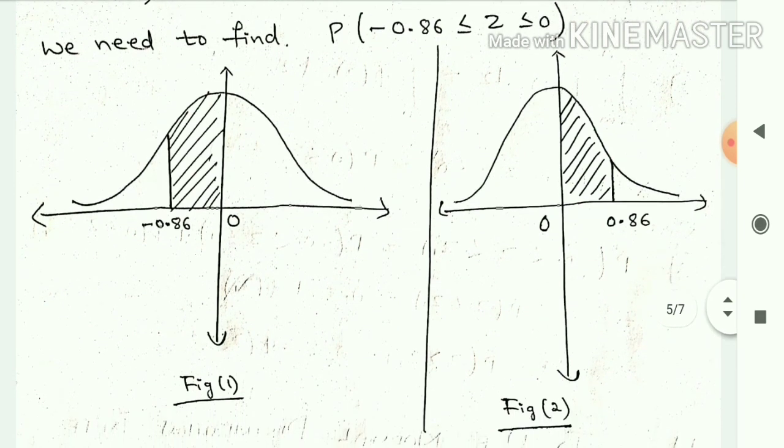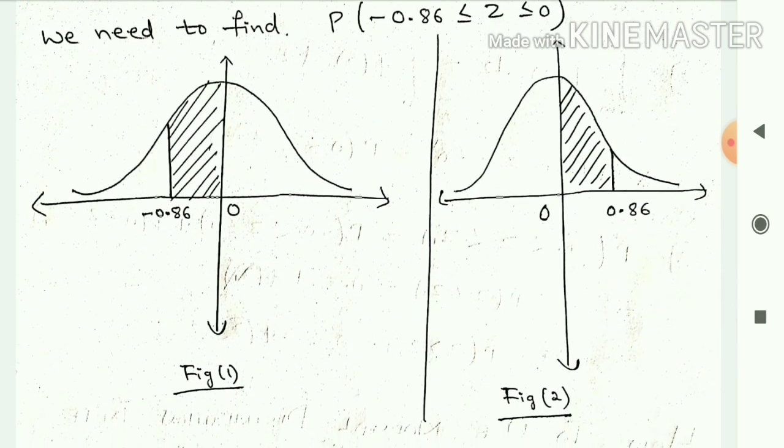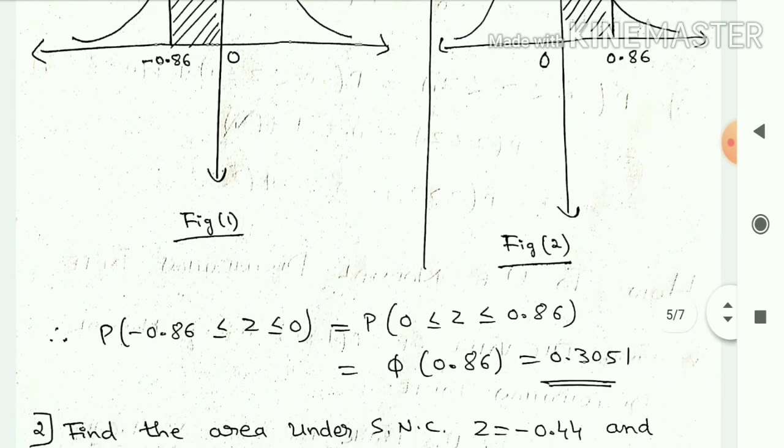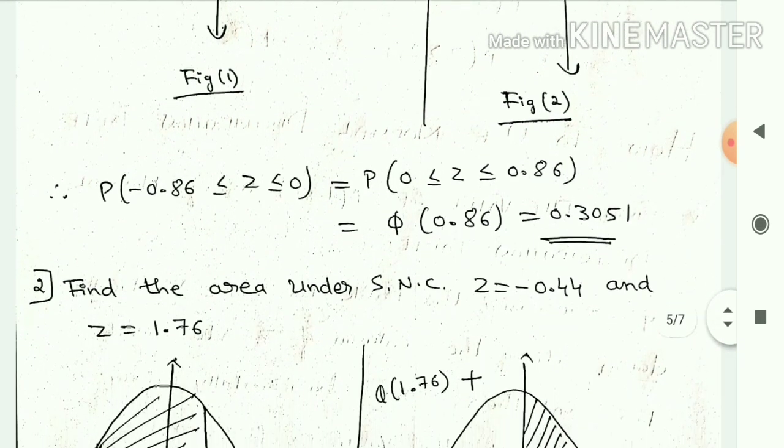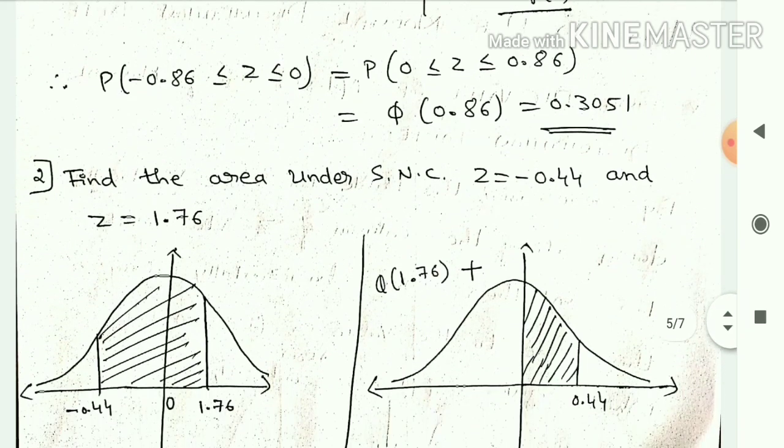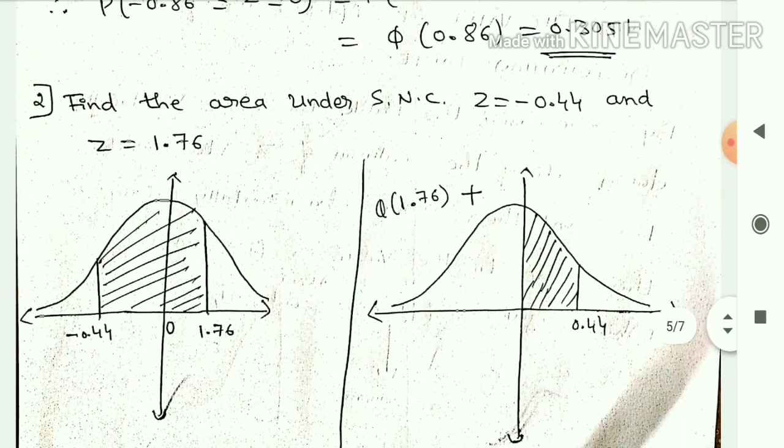But as I mentioned, this is a symmetric graph, right? Instead of finding the area from minus 0.86 to 0, we'll shift it to the right hand side, that is the first quadrant. What we have to find out is the same as finding the area from 0 to 0.86. Okay. So that is what I want. So I have to find out the area from 0 to 0.86. That is phi of 0.86.